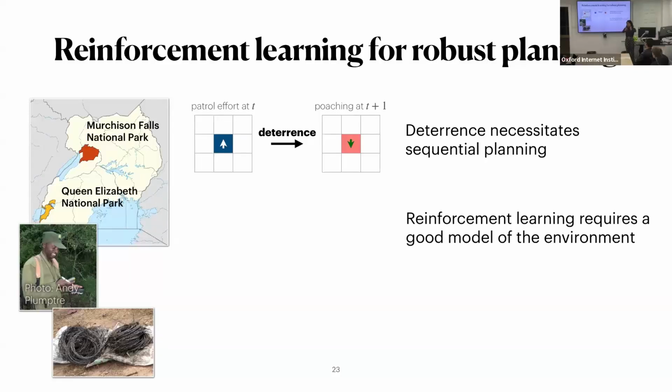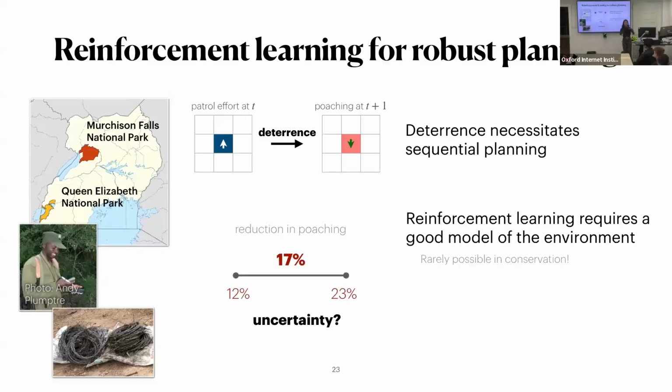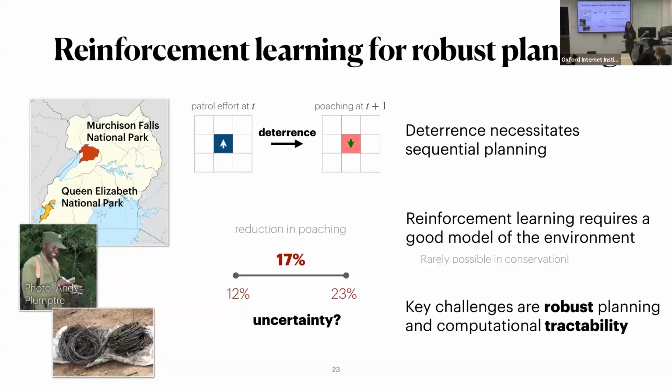To work on sequential planning, we might look towards reinforcement learning, but effective RL requires a good model of the environment so that we can treat it as a simulator and then use that to learn an optimal policy. But even if we get an estimate that when we patrol this area more, poaching goes down by this amount, because our data is imperfect, we can't be too confident that this is a very precise value. So instead, we might want to relax that estimate into an interval. If we instead say that this number falls between, let's say, 12 and 23%, then we will have much greater reliability. So this tells us that we need to do robust planning in the face of uncertainty.